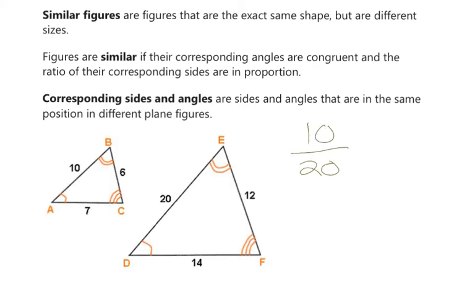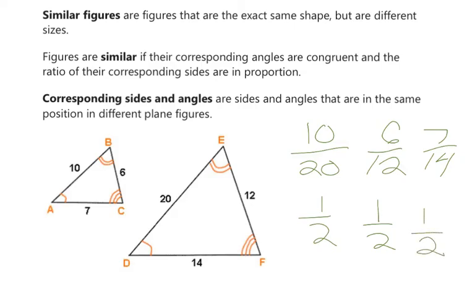And then, if I look at AB and DE, if I make that a fraction of 10 over 20, that reduces to 1/2. And then side BC and side EF, if I put this smaller triangle over the bigger triangle again, that gives me a fraction of 6 over 12, which also reduces to 1/2. And then side AC is 7 and side DF is 14. If I put those corresponding sides as a fraction and reduce it, I also get 1/2. So since each pair of corresponding sides reduces to the same fraction, that means that the corresponding sides are in proportion. So that's the definition of similar figures.